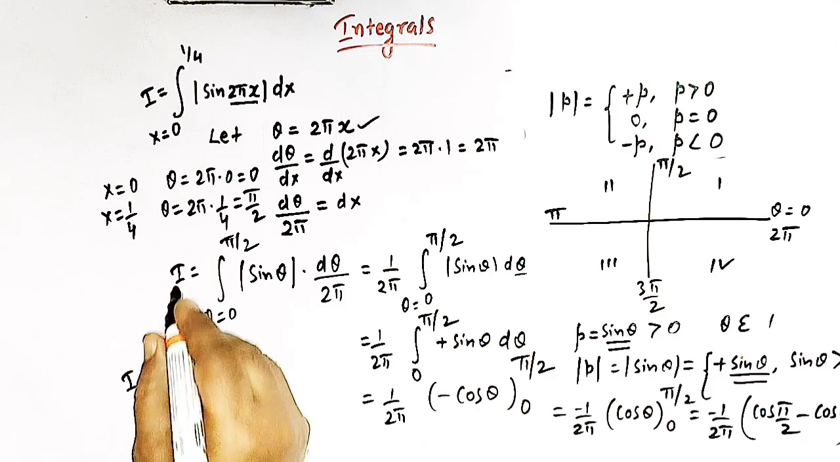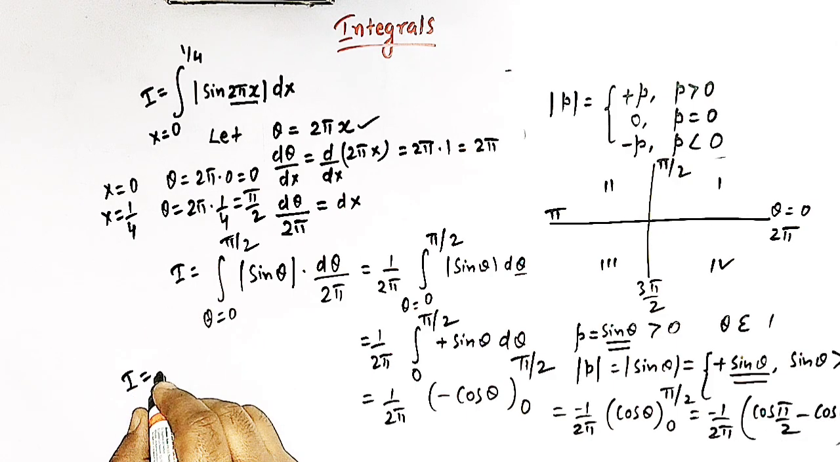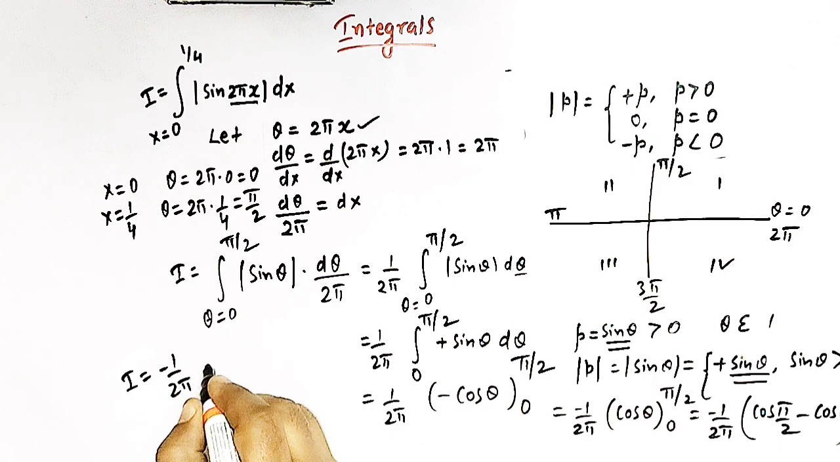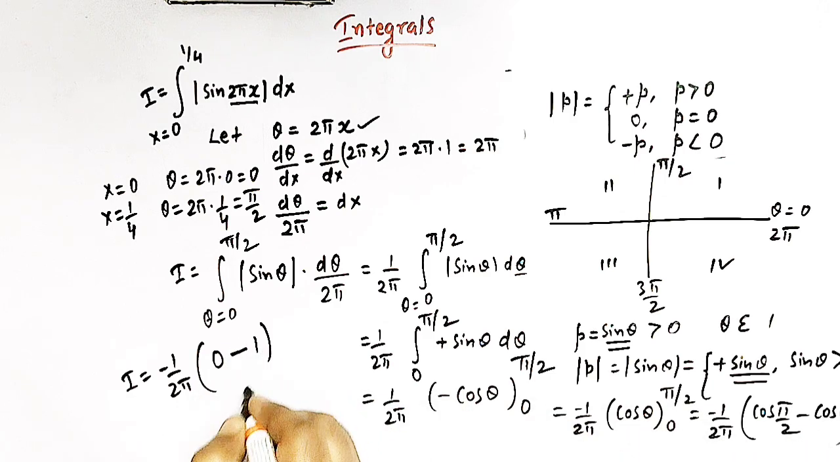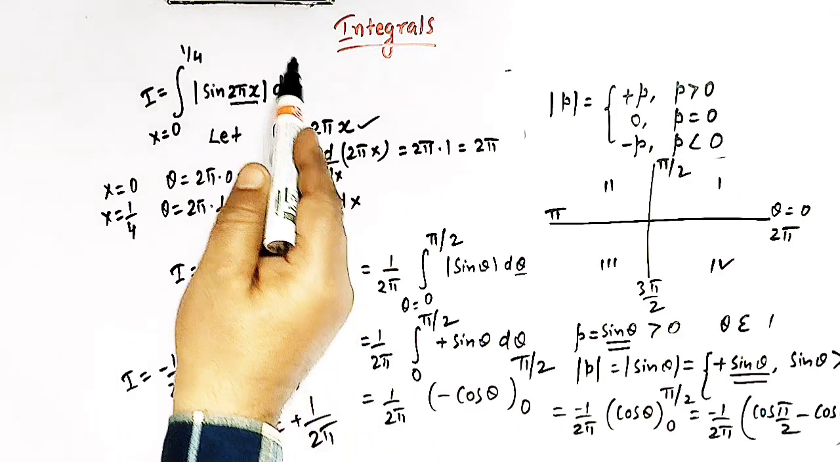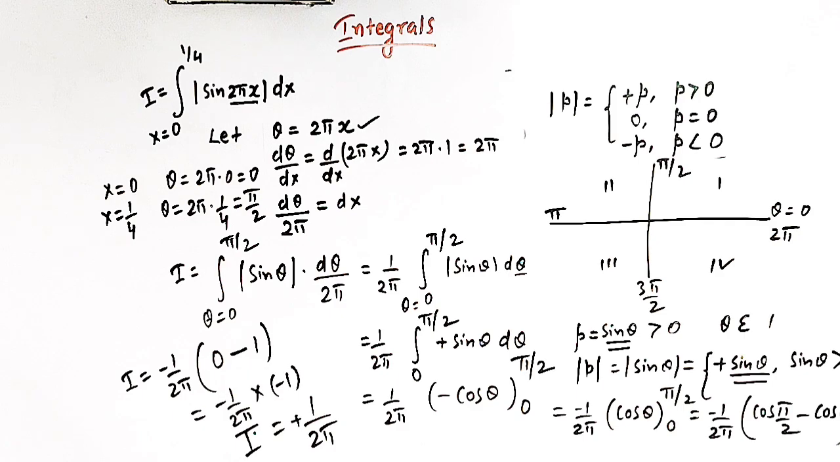So now the value of this integral is equal to minus 1 over 2 pi, and cosine pi by 2 is 0 and cosine 0 is 1. So we have minus 1 over 2 pi times minus 1. So minus times minus, this is positive. So we have plus 1 over 2 pi, right? So the value of this integral is equal to 1 over 2 pi.